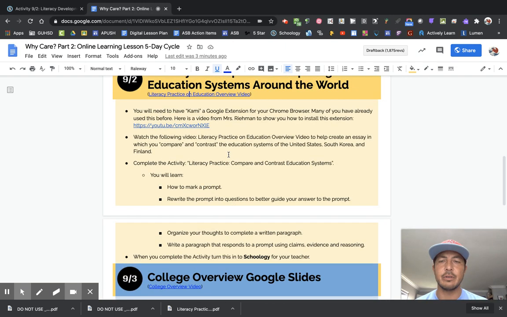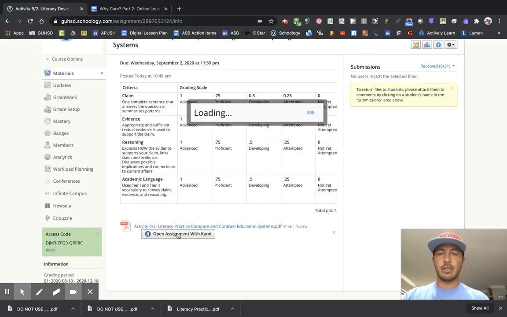So what we're going to be doing today is we're going to be practicing 3 steps on using Kami. It's called how to mark a prompt, how to rewrite the prompt into questions, and organize your thoughts into a written paragraph. Basically, Kami is going to be our pencil, and the PDF is going to be our piece of paper. And that's what Kami is used for. So here we're going to open the assignment.